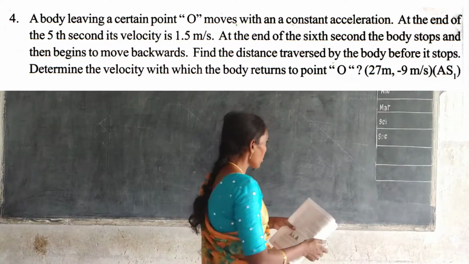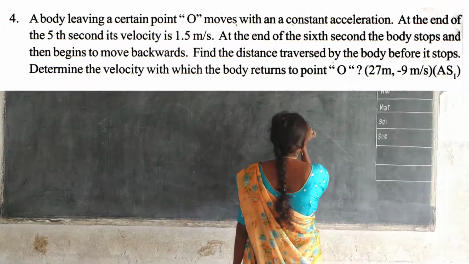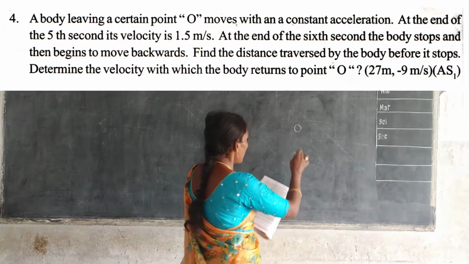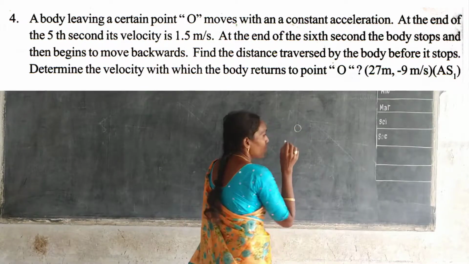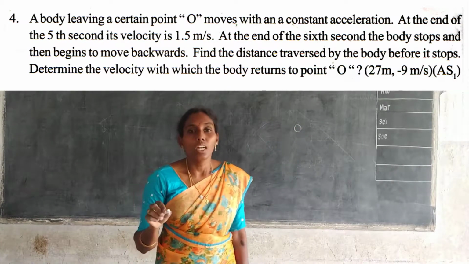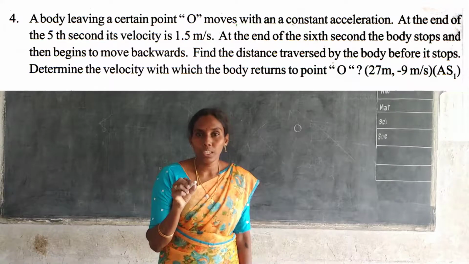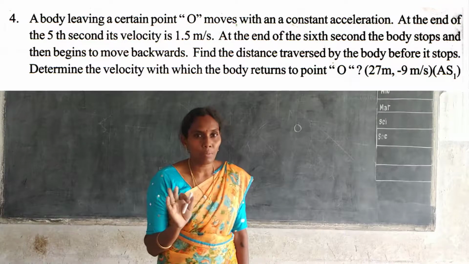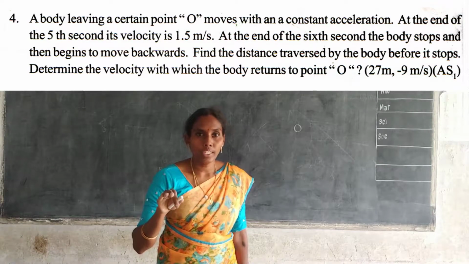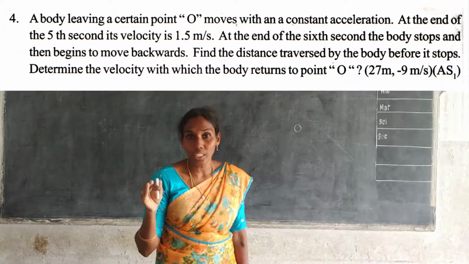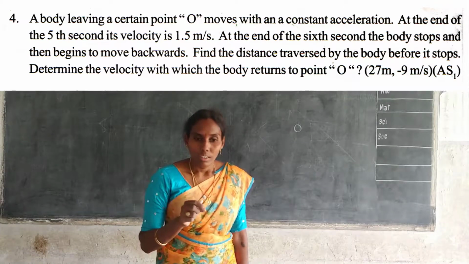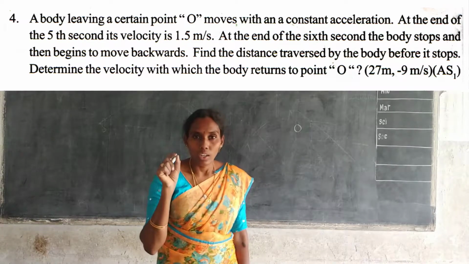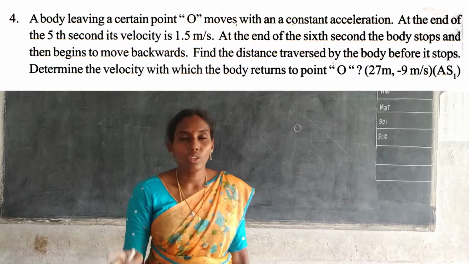See, actually here this is a point O. A body leaving a certain point moves with a constant acceleration means here it maintains a uniform velocity. That means there is no change in velocity, Amma. Constant velocity gives zero acceleration. Okay? Constant velocity means zero acceleration.